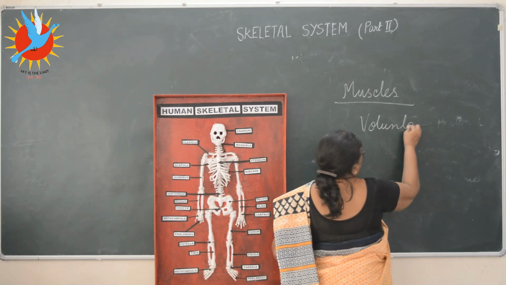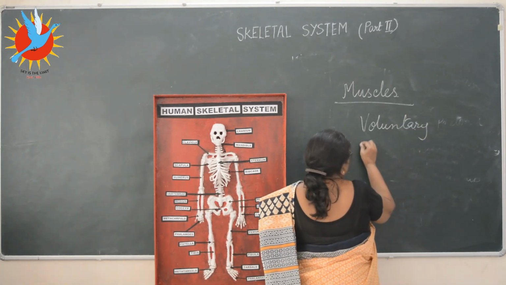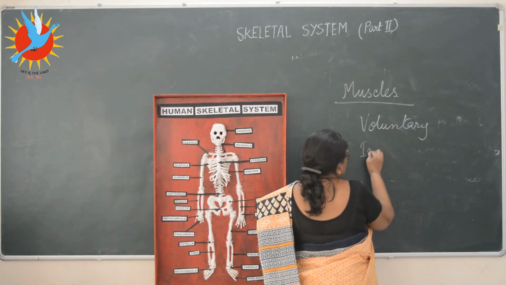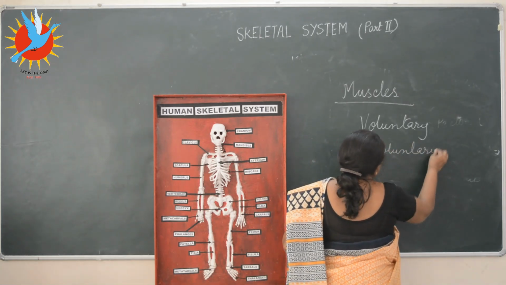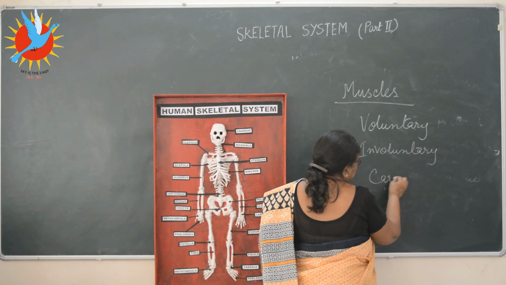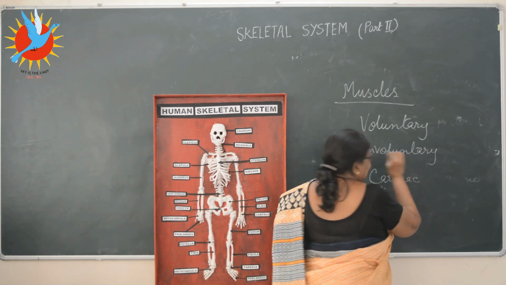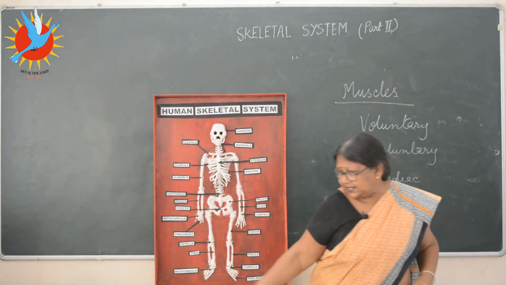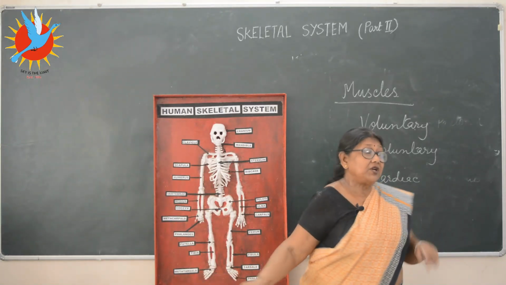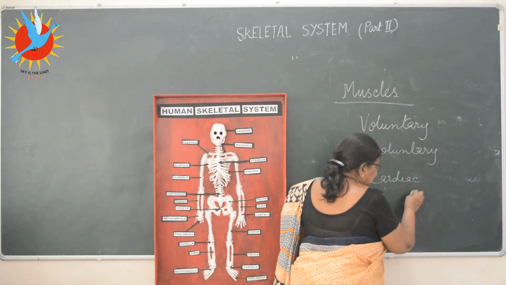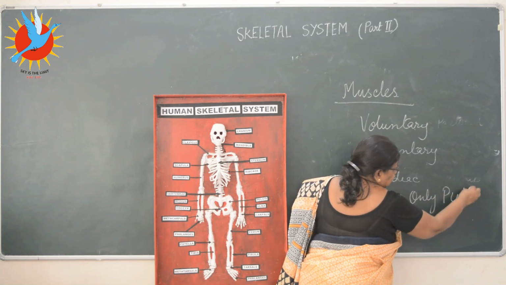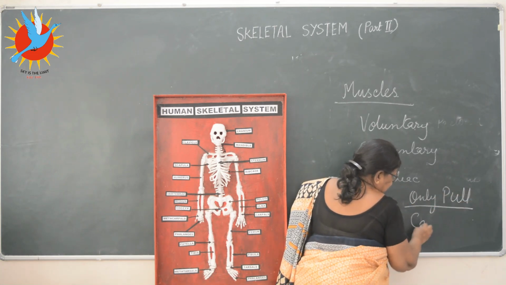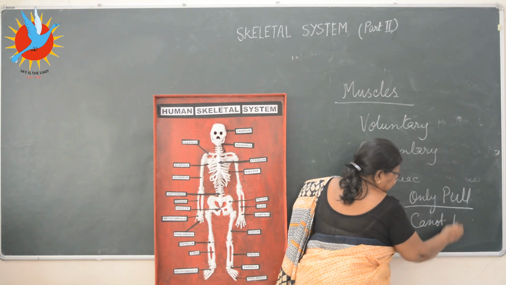I quickly write voluntary. From the name only you can make out. Involuntary and cardiac, that is only for the heart. And the interesting part, the muscles, very important point: muscles can only pull, they cannot push. Muscles can pull, they cannot push.